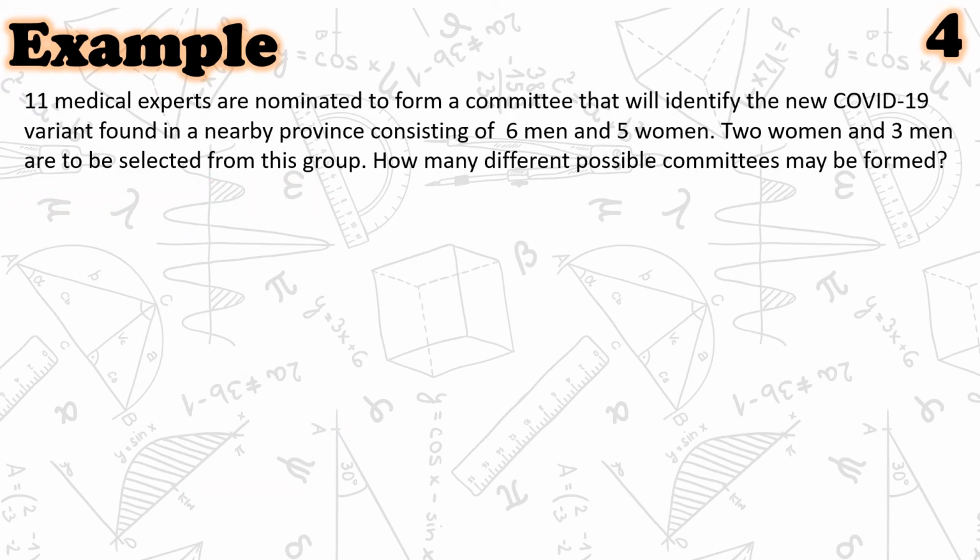Example number 4. 11 medical experts are nominated to form a committee that will identify the new COVID-19 variant found in a nearby province, consisting of 6 men and 5 women. 2 women and 3 men are to be selected from this group. How many different possible committees may be formed? Here is our suggested solution.